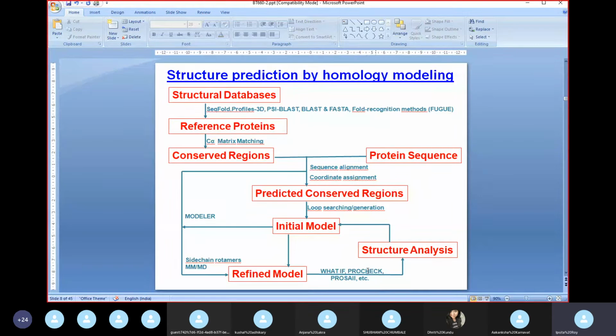So these are some of the validation tools, ProCheck, ProSA, etc. These are the validation tools that will help you come up with the finally predicted, thermodynamically stable structure.